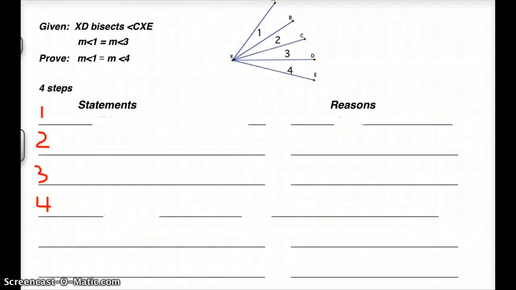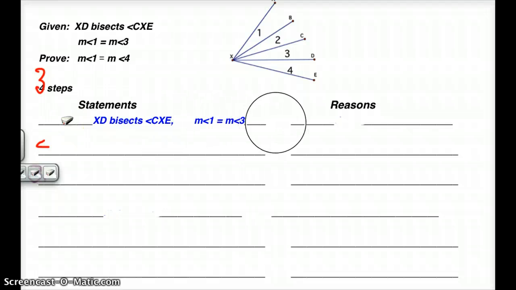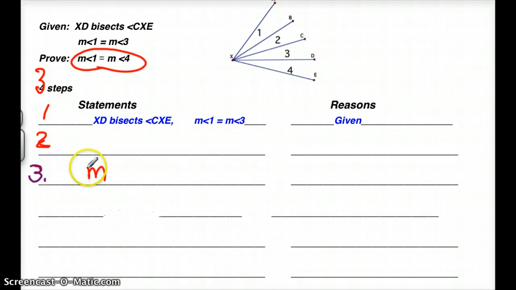Okay, let's take a look at our next one. This one takes 4 steps. Actually, it only takes 3 steps. So again here, I'm going to take my givens and write them in my number 1 spot, and I'm going to write given. Then I'm going to take my prove and write it in my 3rd spot. Again, this one's only taking 3 steps. I know I had 4 written on the paper there, but it's only taking 3. All right, so I wrote my givens down. When you're given something, you need to use it. So let's read what the given says.